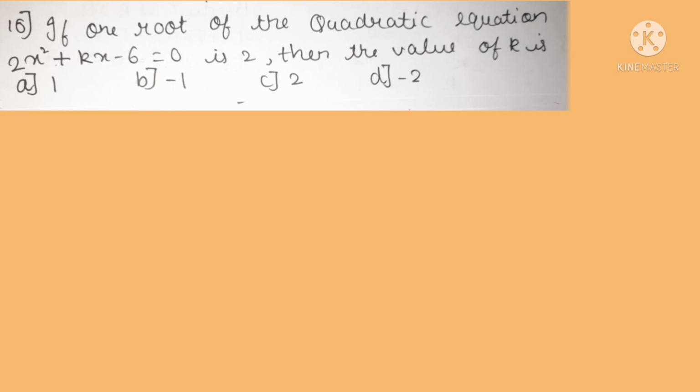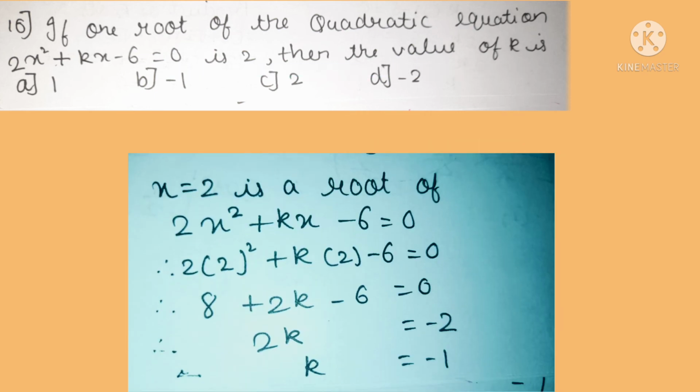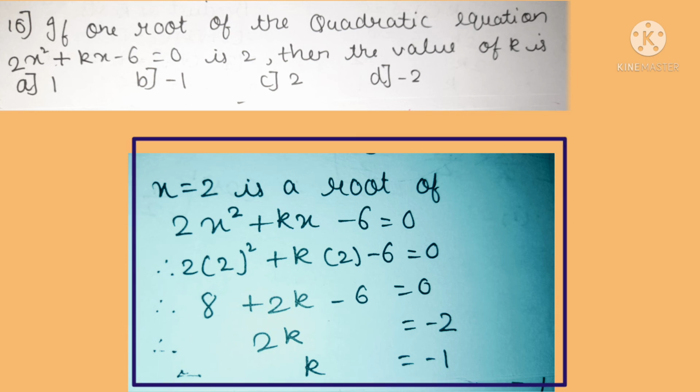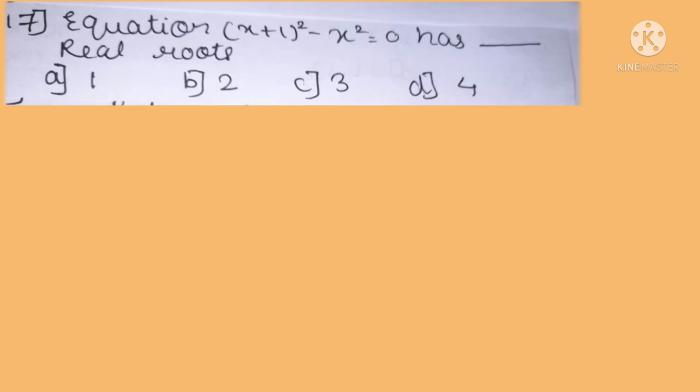On to the 16th main question. Over here the question is, if one root of the quadratic equation 2x square plus kx minus 6 is equal to 0 is 2, then what will be the value of k? So they have already mentioned 2 is one of the roots. So in place of x, if we put the value 2, then we can easily find the value of k, and that's what we have done over here, and k is equal to minus 1, so the option will be B.